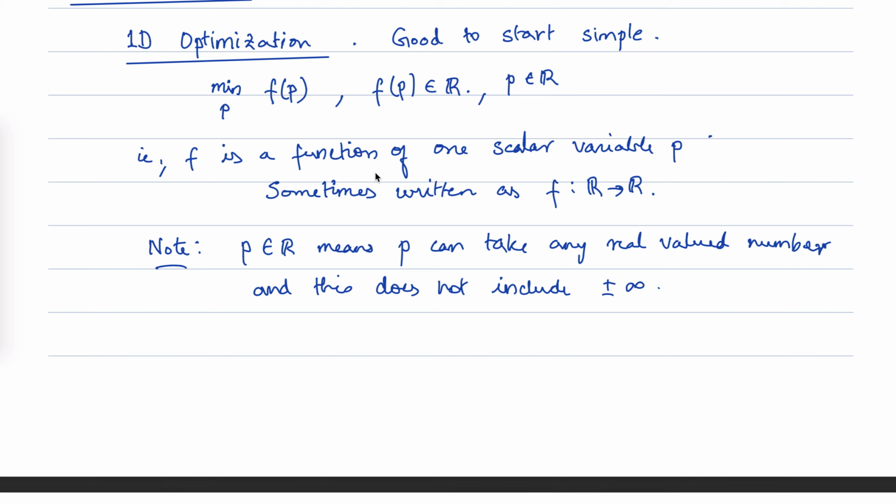Sometimes people might write this as f colon R to R. In other words, the input is R, the output is R. The input is a real number, the output is a real number.